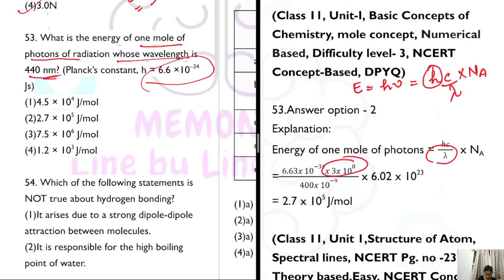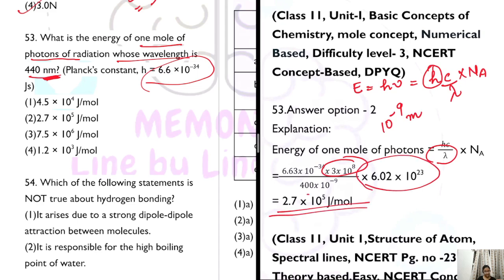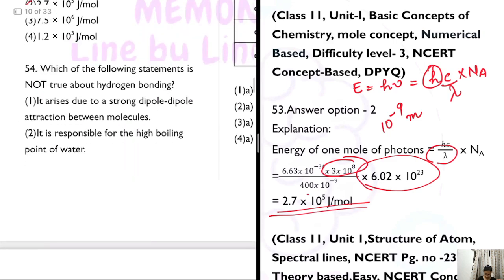This is in nanometers. Therefore, we'll convert it into meters. We need to put SI units. So it would be 10 to the power minus 9 meters. Okay. And then this is Avogadro's number. And upon calculation, we'll get this answer. So this would be the correct answer. Let's see the next question.